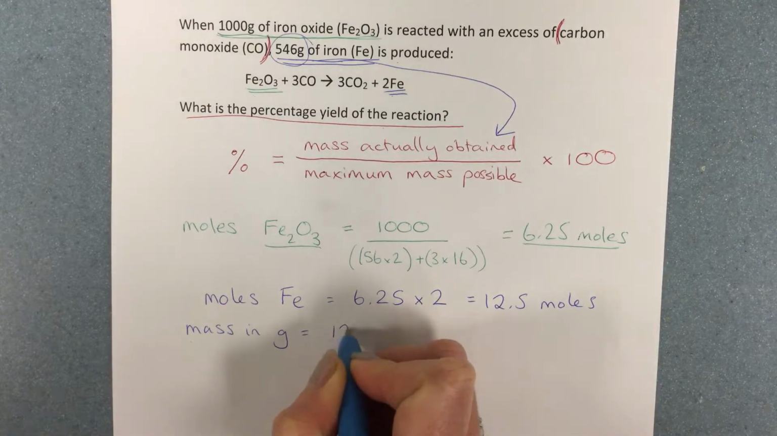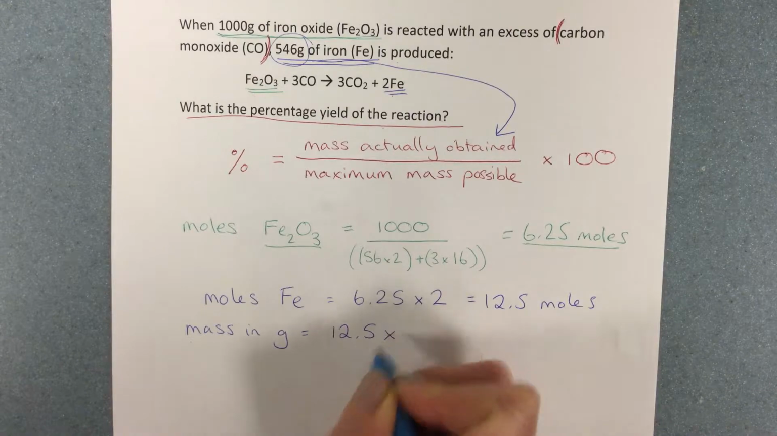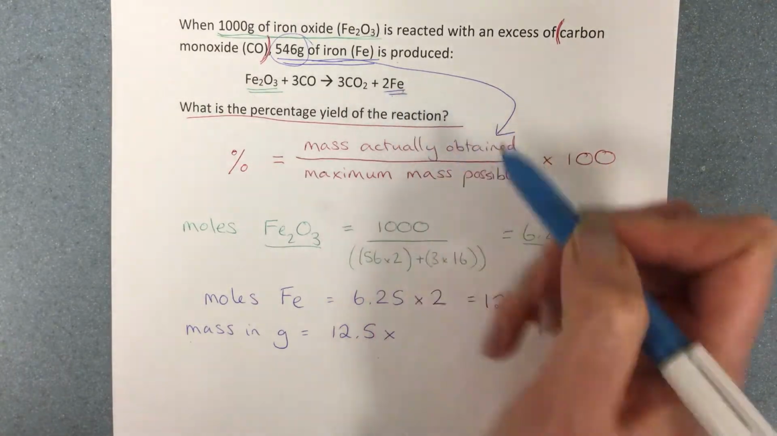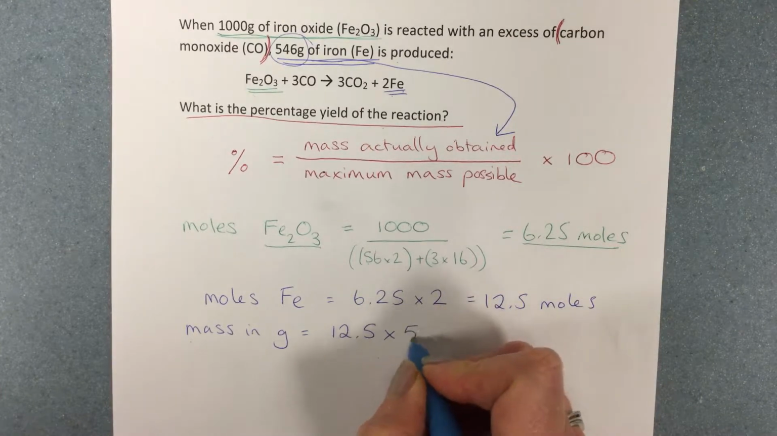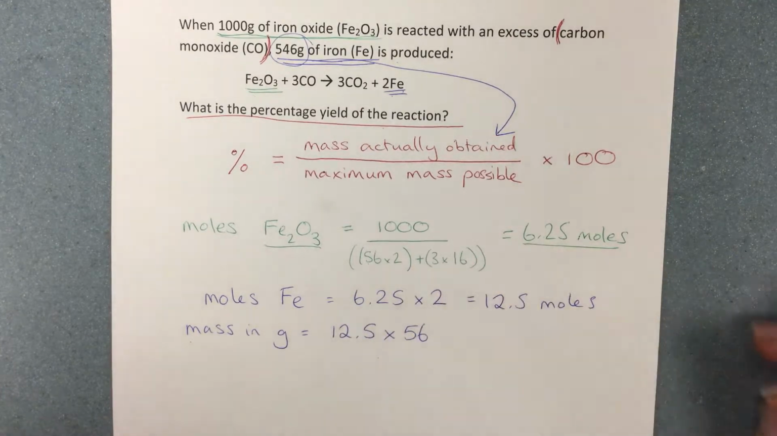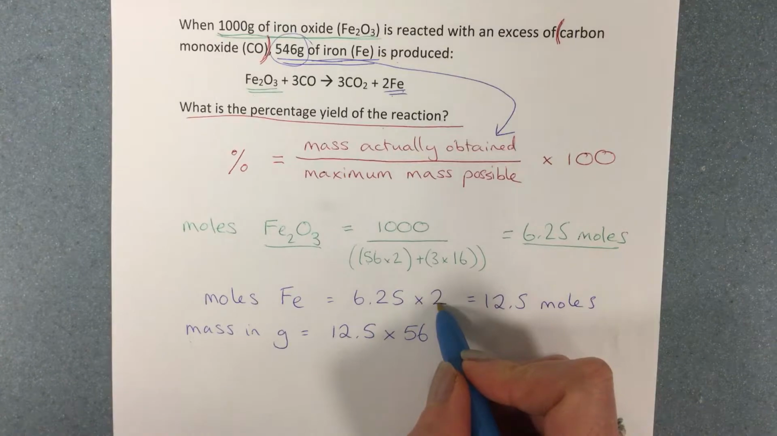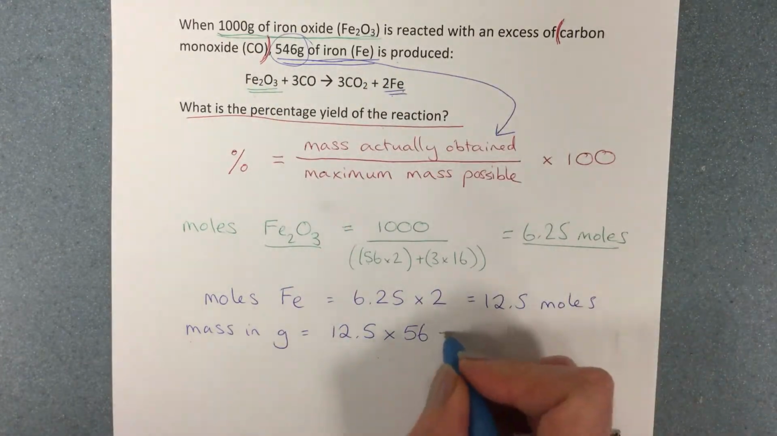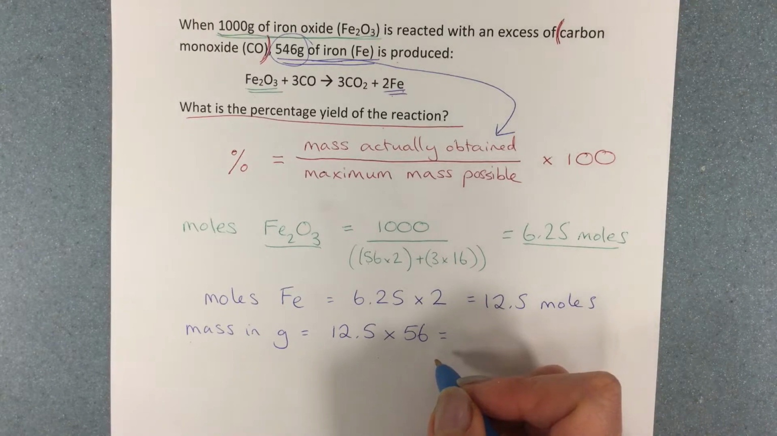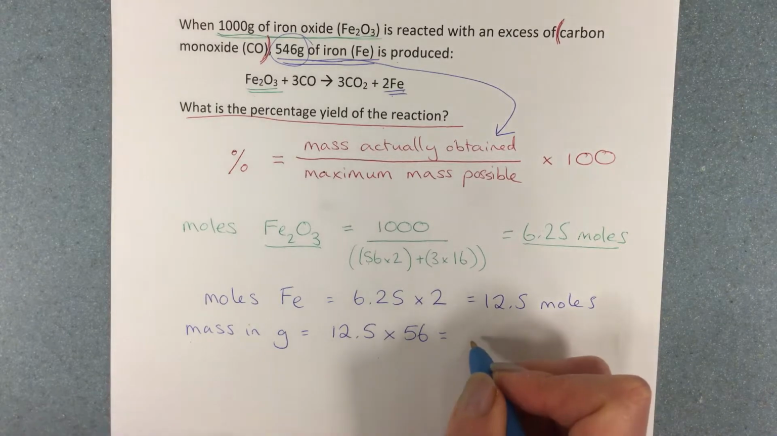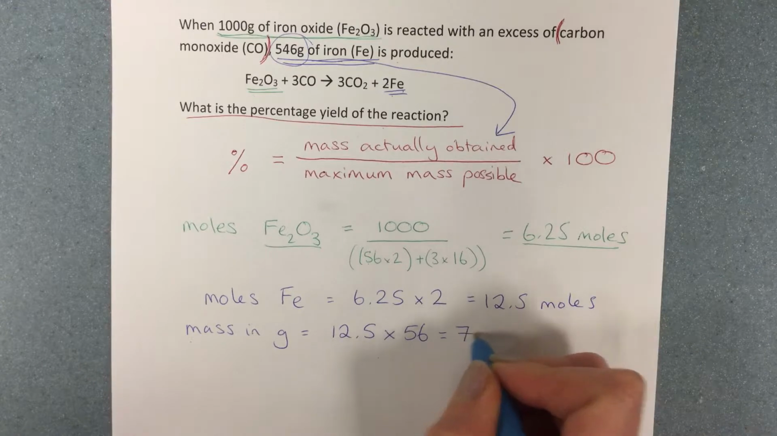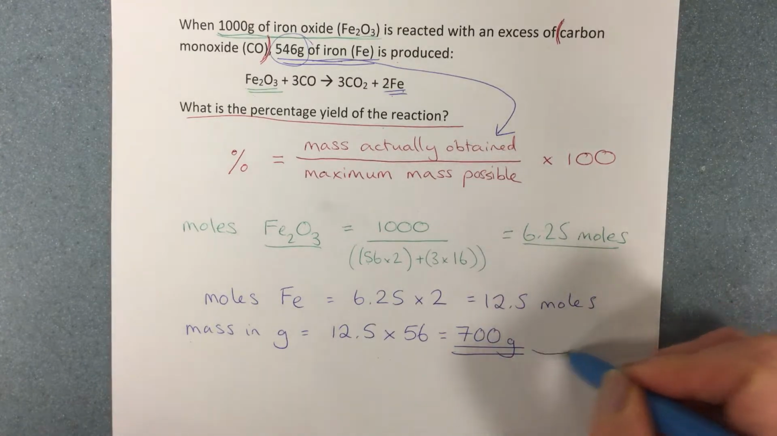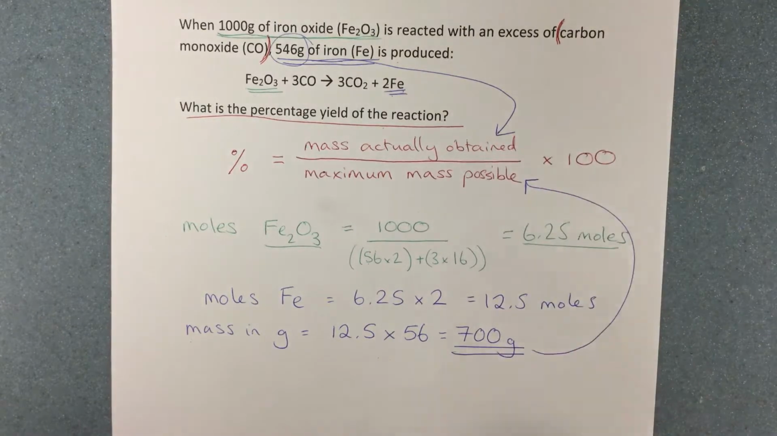Once I have moles, it's super easy to get my mass in grams. It's going to be 12.5, my number of moles, times by the mass of 1 mole of iron. I look on the periodic table where I've already got it here. It's 56. Notice I'm not timesing by 2 again. I times by 2 here. I've accounted for the fact that one of those makes 2 of those. So all I need to do now is do that 12.5 times 56. And it tells me that 700 grams is my maximum mass possible.